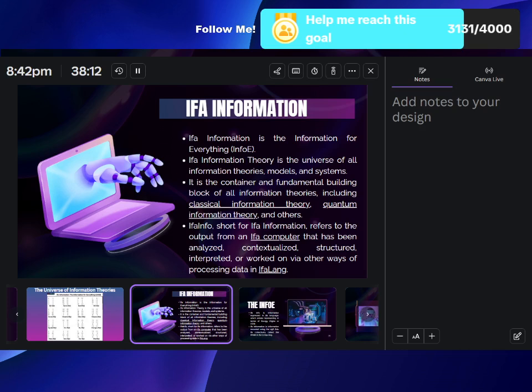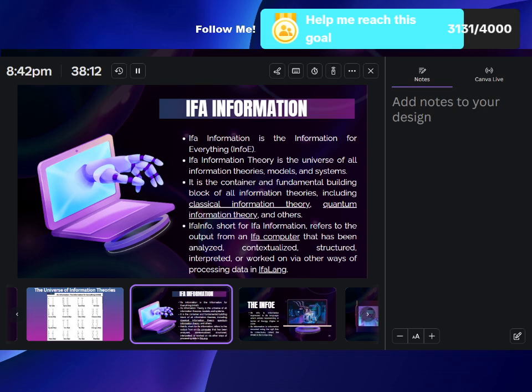So that is IFA, the language of IFA. IFA information theory is the universe of all information theories, models, and systems. As I've been explaining, anytime we mention IFA in this program, we are talking about the universe of something. We are saying IFA information theory, the universe of information theory, the universe of that field. Because in that field you have many other information theories that many people don't even know about.